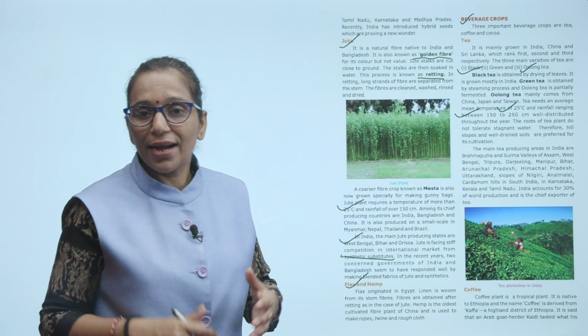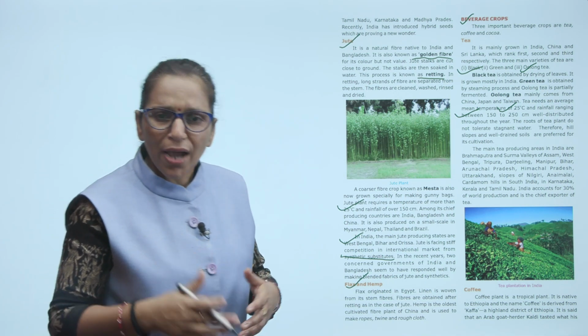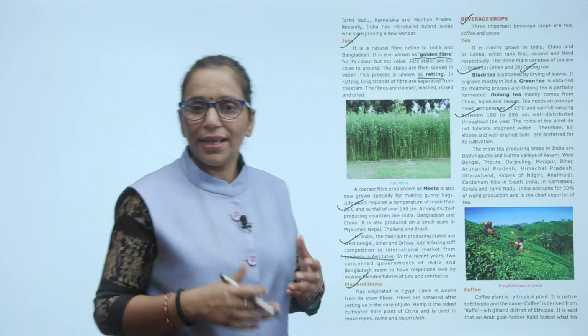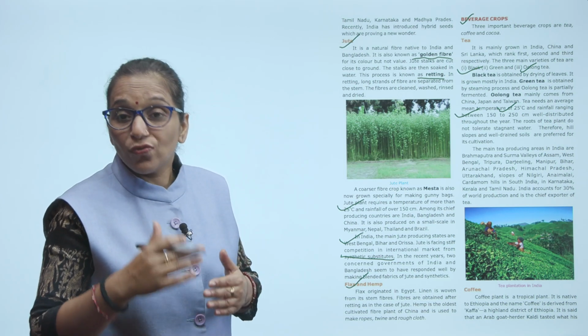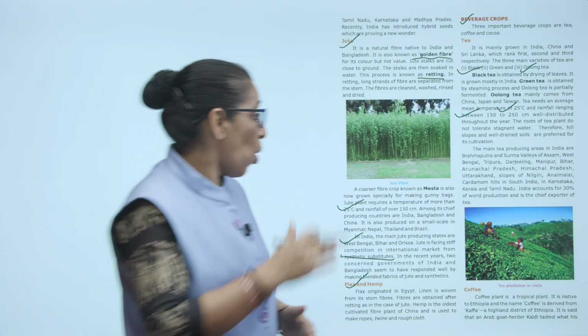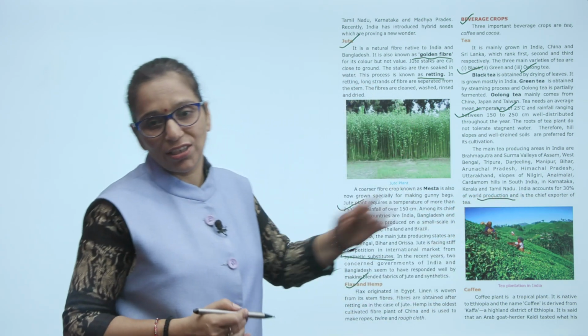Now the main tea producing states in India are the Brahmaputra and Surma Valley of Assam, West Bengal, Tripura, Darjeeling, Manipur, Bihar, Arunachal Pradesh, Himachal Pradesh, Uttarakhand, etc. India accounts for 30% of world production and is the chief exporter of tea.